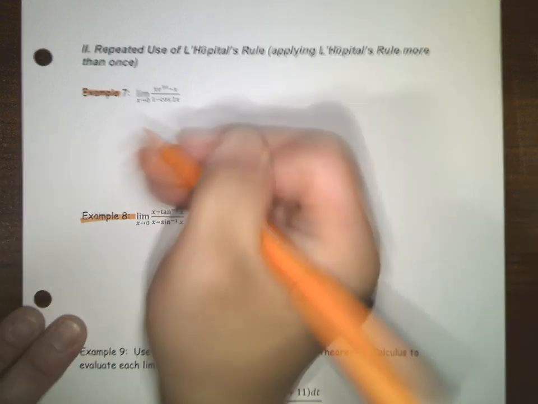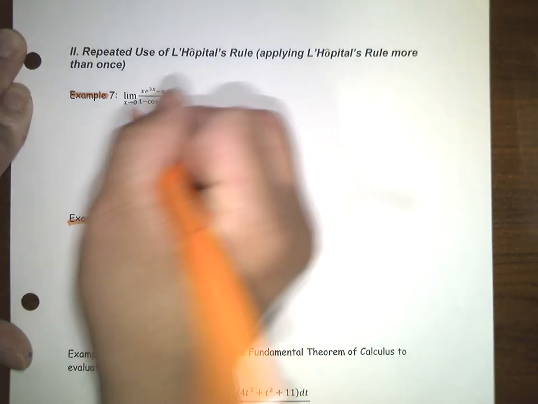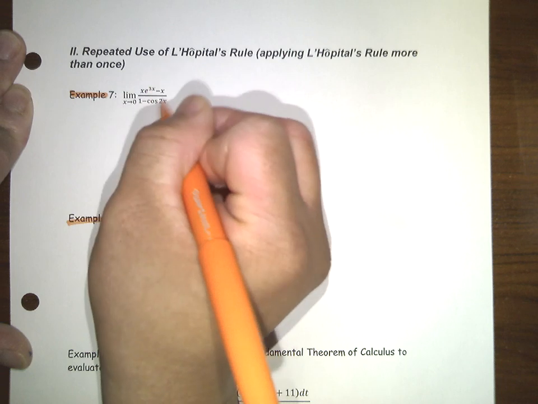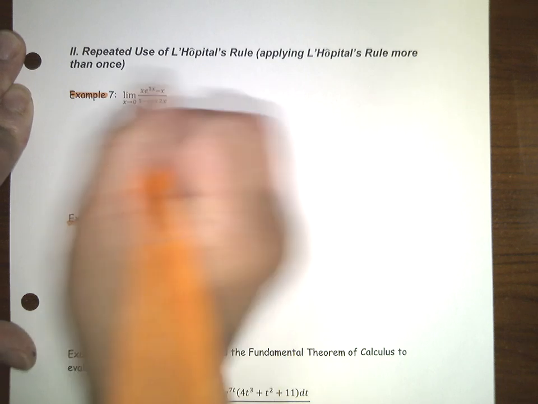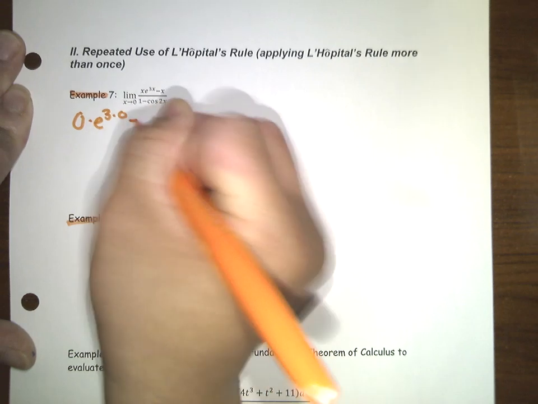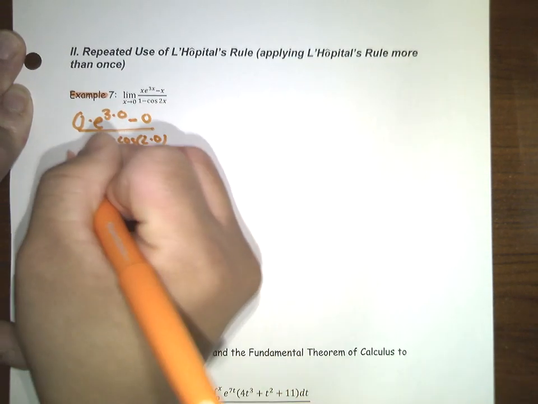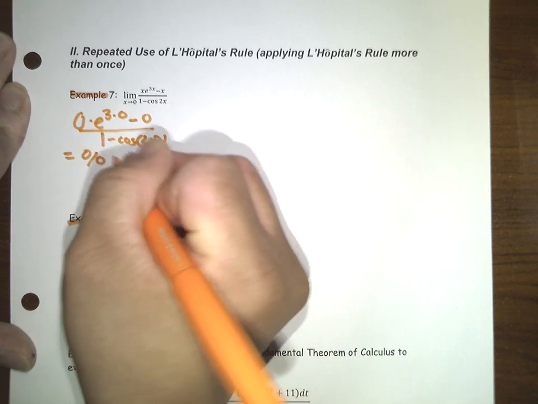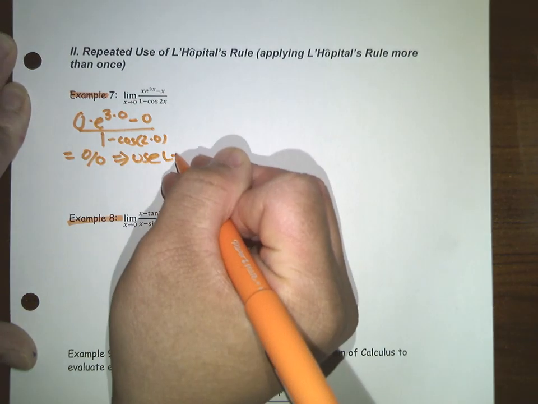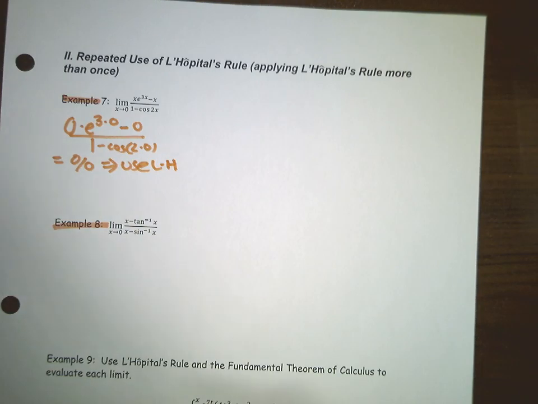So first, again, we need to always check for 0 over 0. All right, so in this one, limit as x approaches 0 of x times e to the 3x minus x over 1 minus cosine of 2x, we have 0 times e to the 3 times 0 minus 0 over 1 minus cosine of 2 times 0. So that will be 0 over 0. So that means I can use L'Hopital's rule. I'm going to abbreviate L'Hopital's rule as LH here.